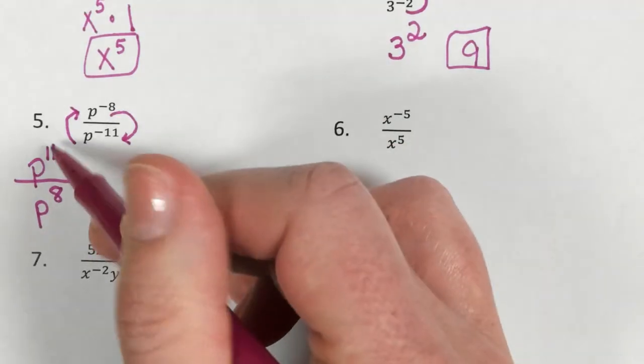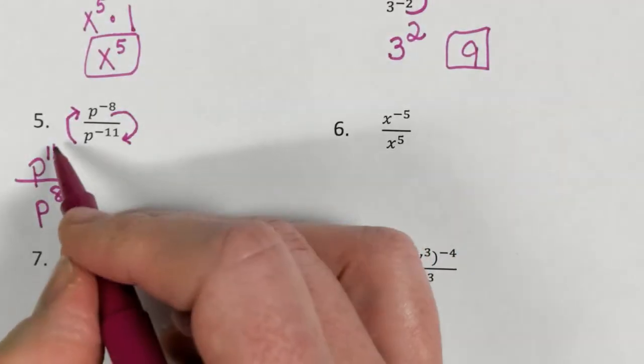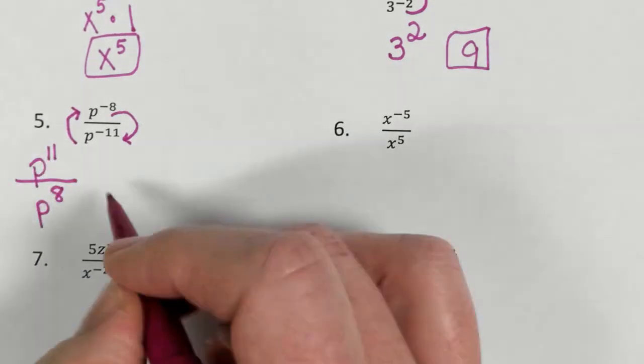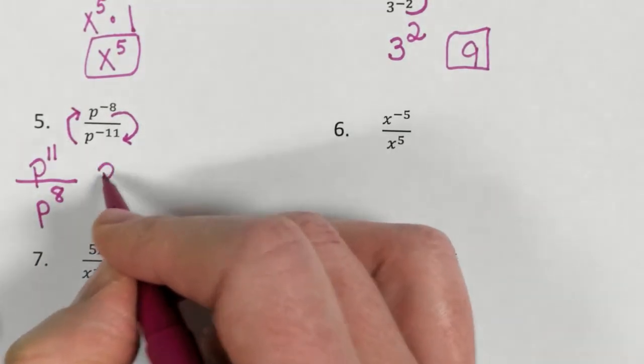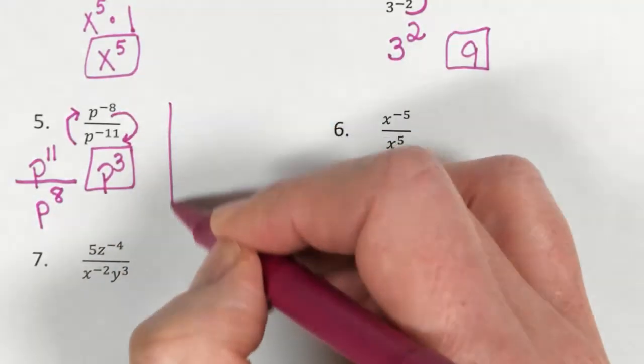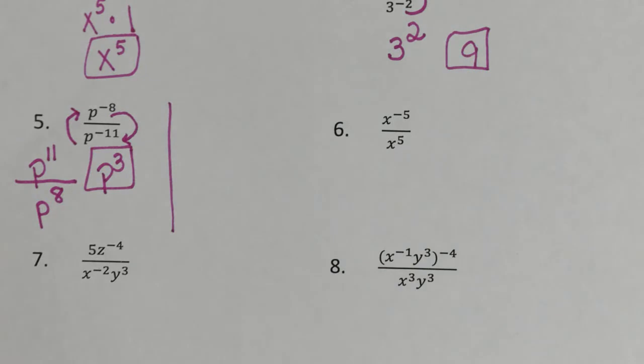Now I'm going to subtract my exponents. 11 minus 8. Notice I have more on top and I'm saying 11 first, so all my p's are left in the numerator. Okay, so that's one way to do it.